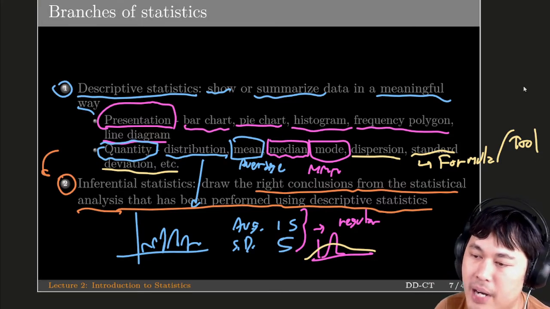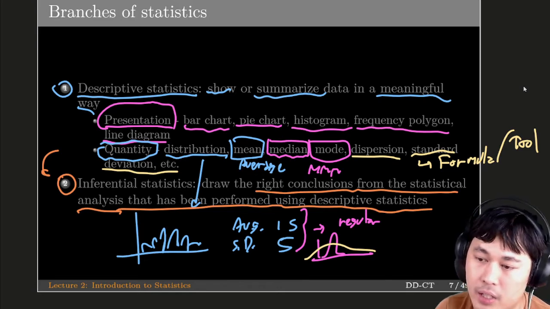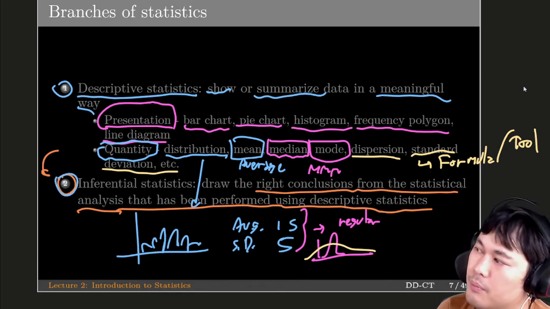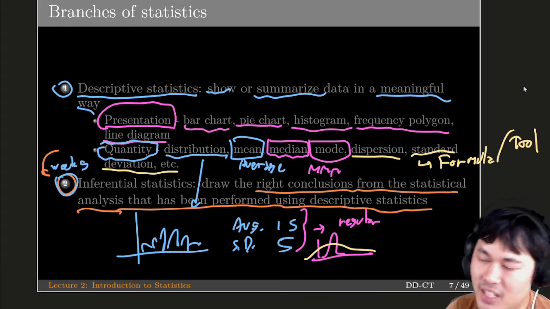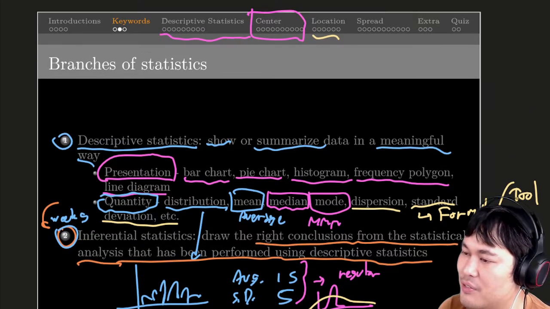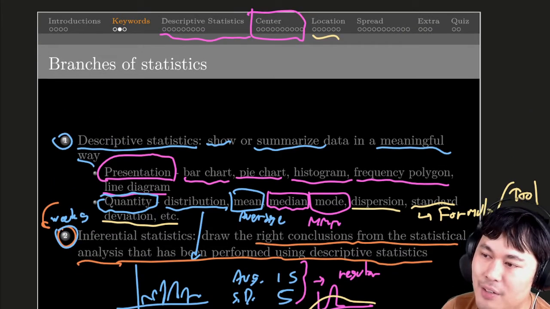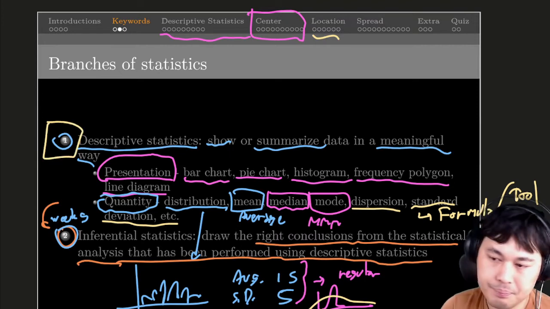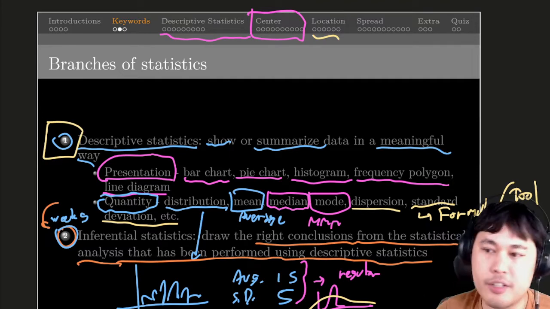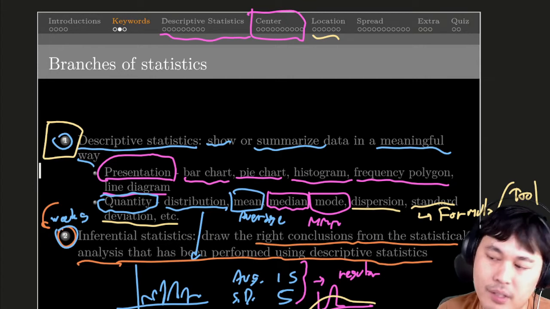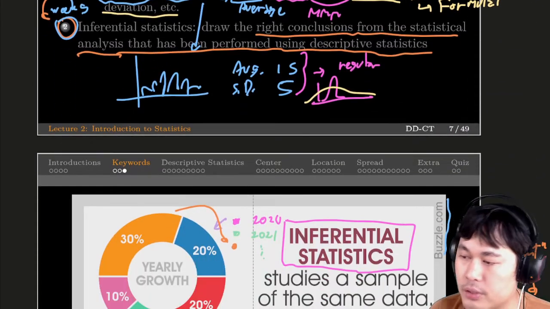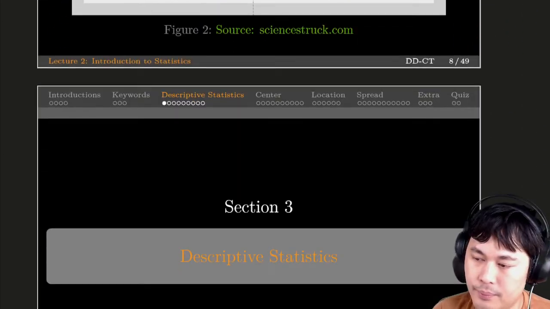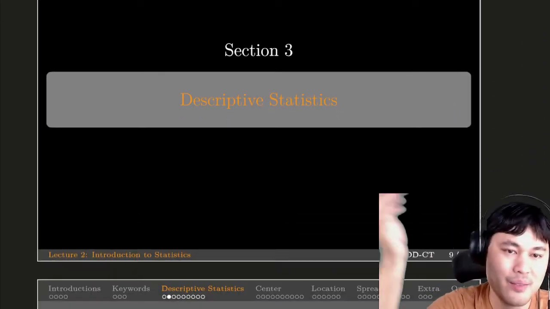That's the second branch, and we're going to visit this part from week, I'm not sure, week 9, I think. So that's the second part. That's a long way from here. But for now, for this slide, we are going to focus on the first part, which is descriptive statistics. Let's go. Shall we? Descriptive.